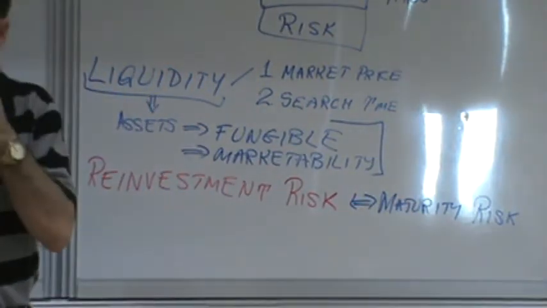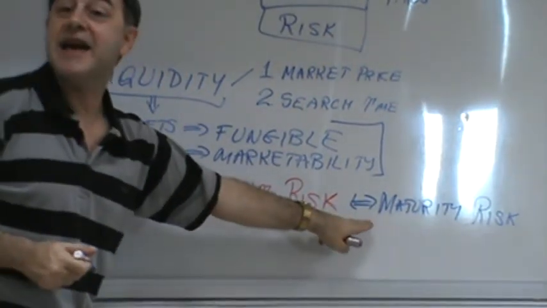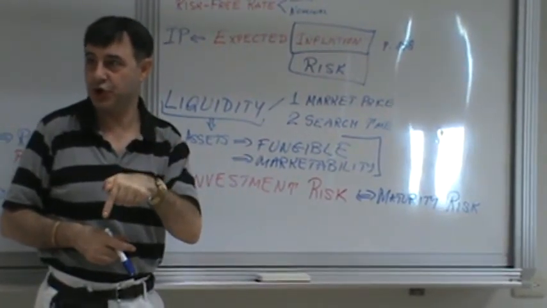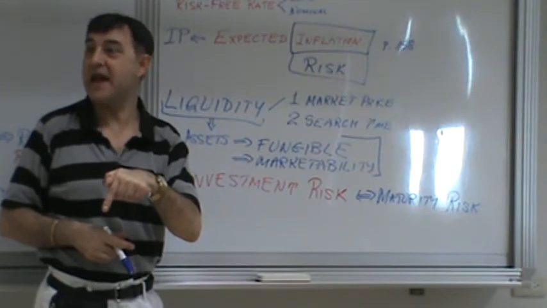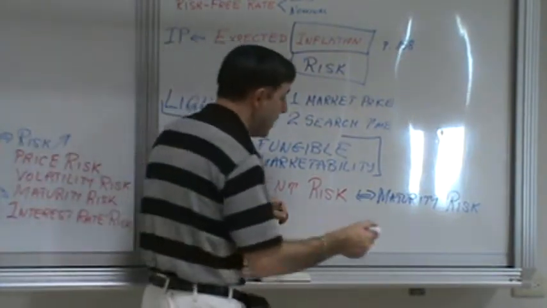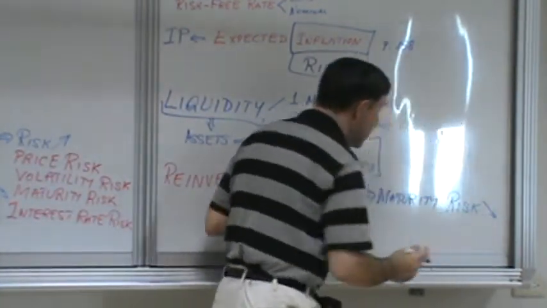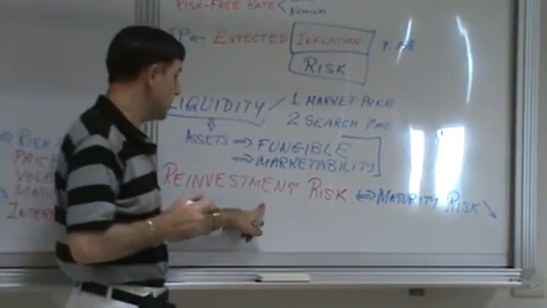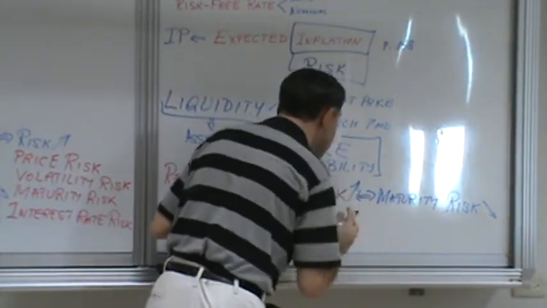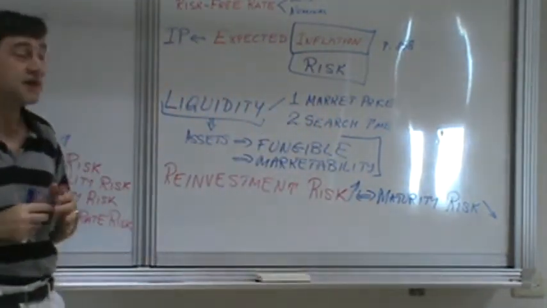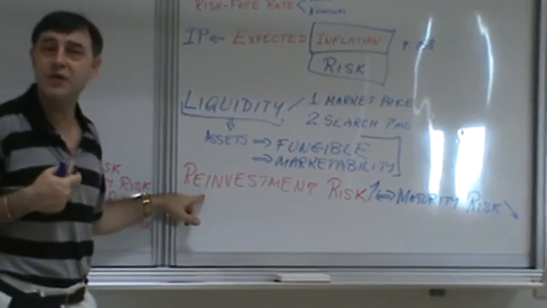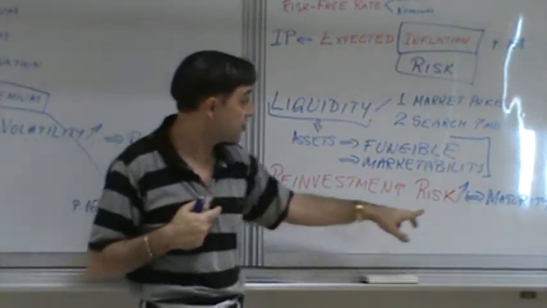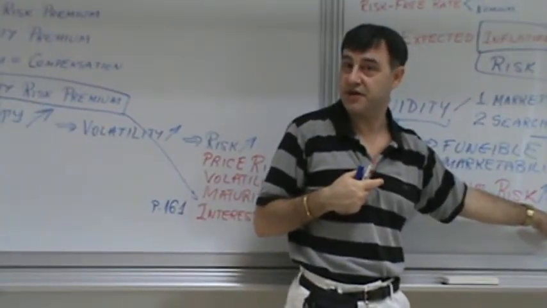What does it mean? It means that as maturity goes down, and maturity risk goes down, you have to reinvest sooner and reinvestment risk goes up. So the only way to lower your reinvestment risk is to increase your maturity risk.